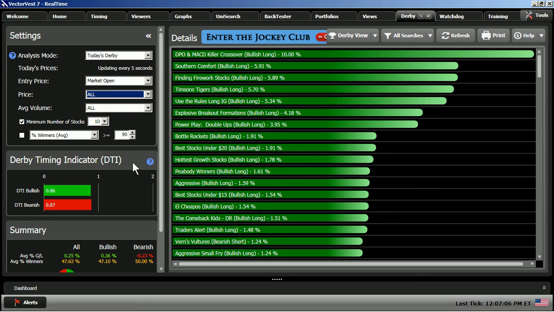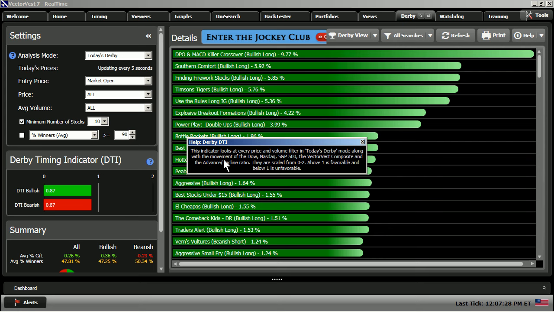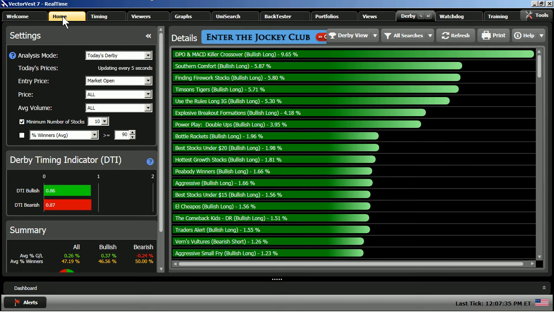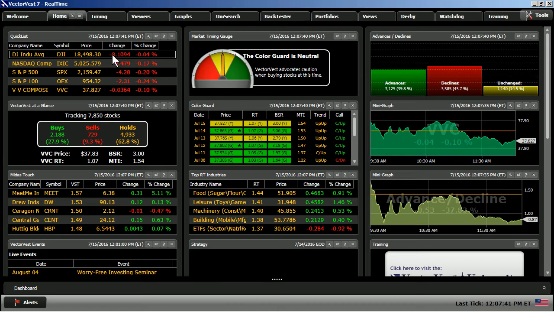So the first thing that the Derby Timing Indicator looks at is every combination of price and volume filters. Okay, so $2 in all, $5 in all, $10 in all, $2 and 250,000 shares, $2 and 500,000 shares, and so on. It also looks at the movement of the Dow, the NASDAQ, the S&P, and the VectorVest composite. So if I go to the home page, in its calculation, it also looks at all three of the major indices as well as the VectorVest composite.